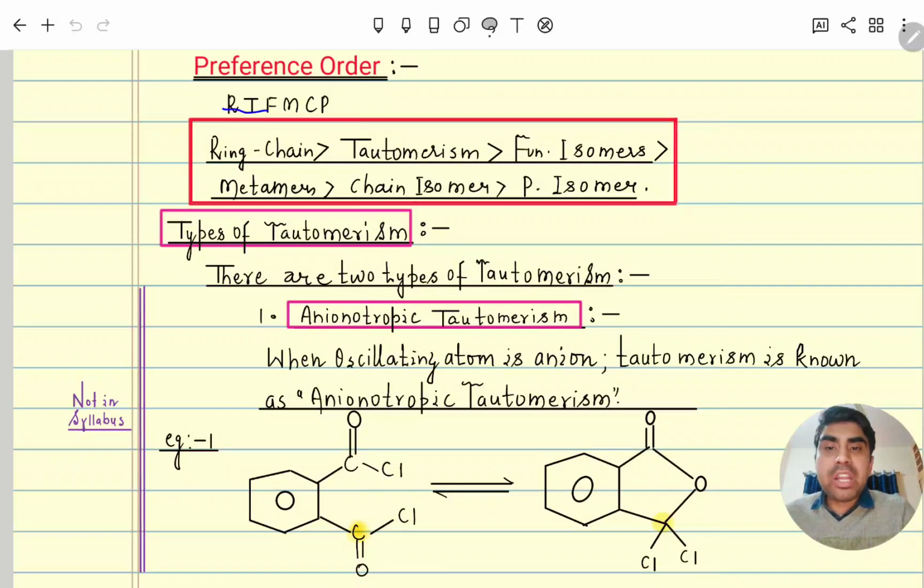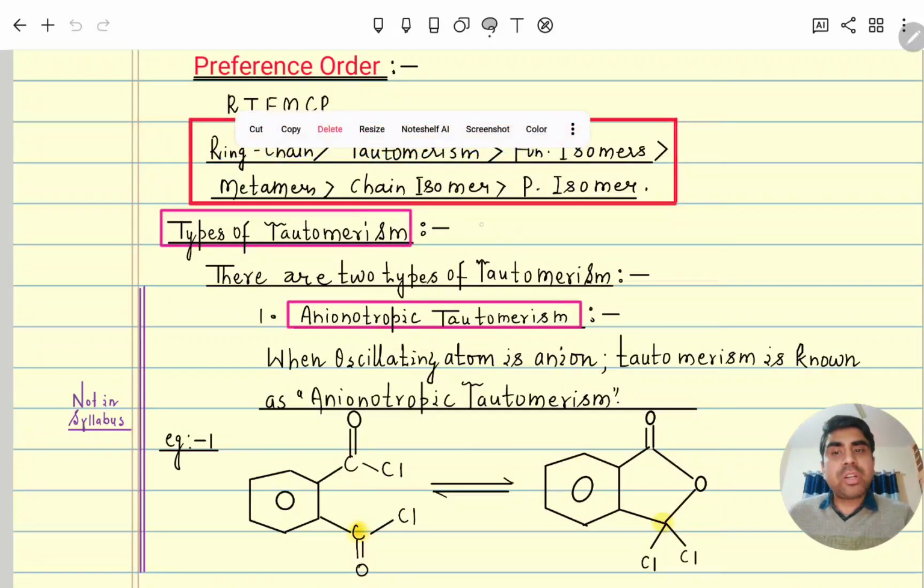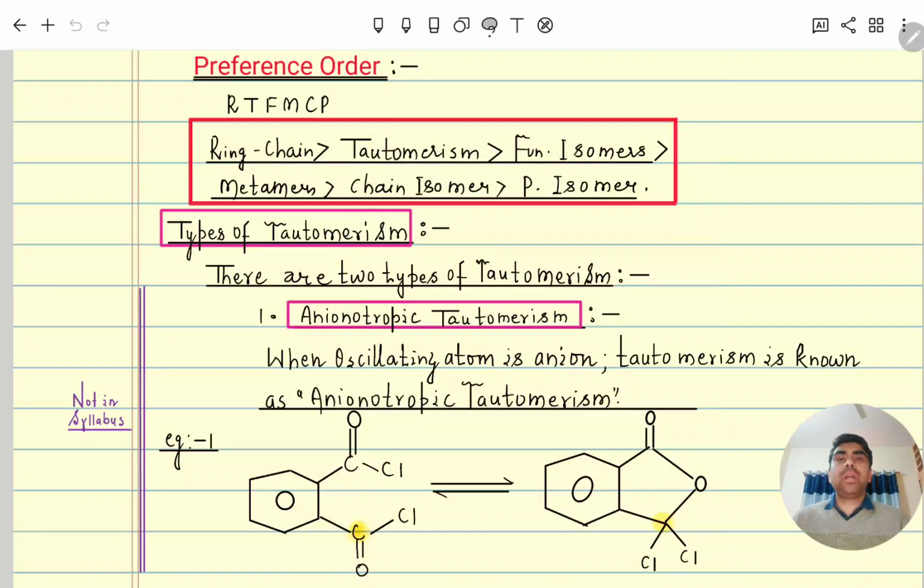Always remember RTFMCP, "रात को FM चलाओ प्यार से": ring chain, then tautomerism, then functional isomerism, then metamerism, then chain, and then position isomerism. Means if any compound has the possibility to show more than one type of structural isomerism, this is the priority, and according to this only we will move on.